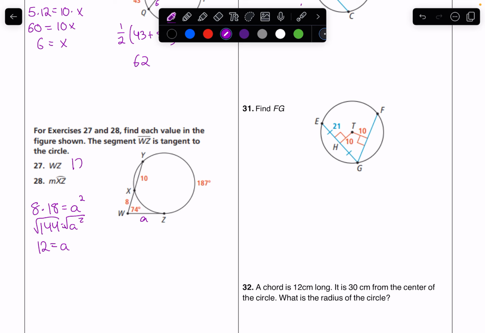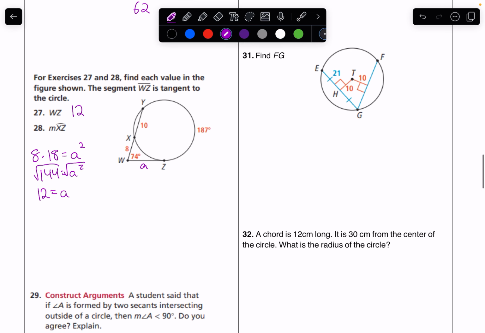The measure of arc XZ is going to be this arc right here. I know the larger intercepted arc, and I know the angle, so I can make an equation finding the arc. I can say 1/2 of the larger arc, 187, minus the smaller arc I don't know, is equal to the angle 74. Multiply both sides by 2 to get rid of the 1/2. So that's going to be 187 minus x equals 148. Subtract 187.